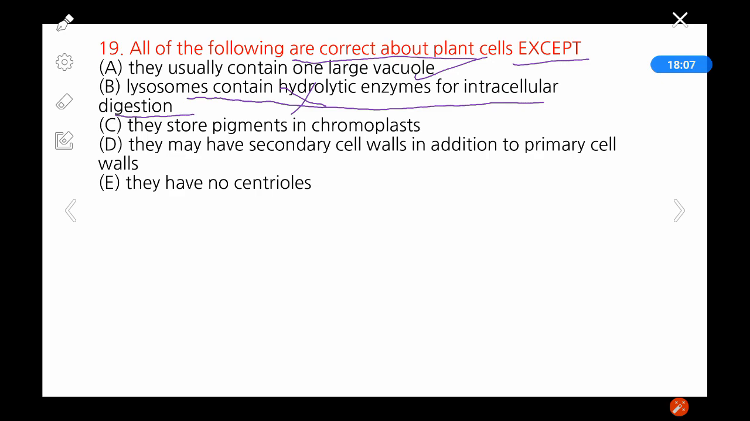It says they store pigments in chromoplasts. Yes, we have chromoplasts, found mostly in the flower part, and they store other colors, and we have chloroplasts that store the green color because they contain chlorophyll, while the chromoplast is responsible for other colors like red and orange. They have a secondary cell wall in addition to the primary cell wall. Yes, plant cells have a secondary cell wall. They have no centrioles. As I told you, plant cells don't have lysosomes and centrioles. So the answer for the question is B.